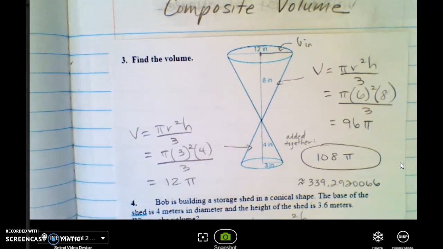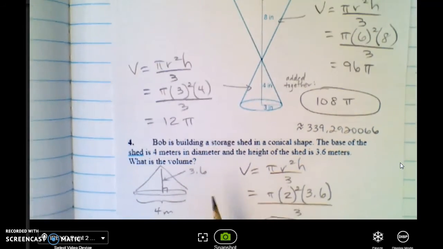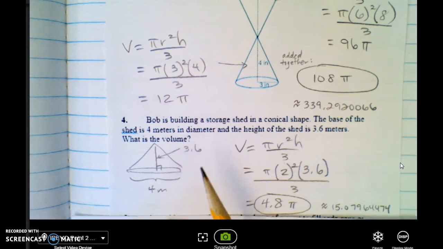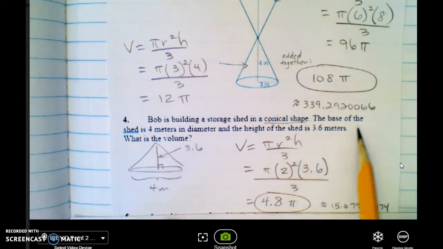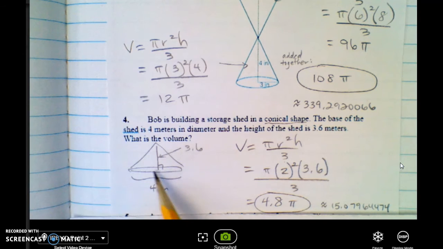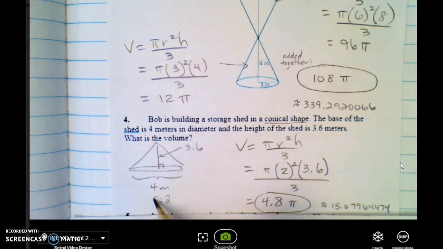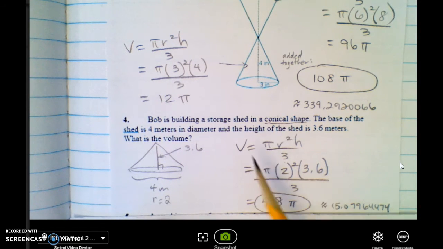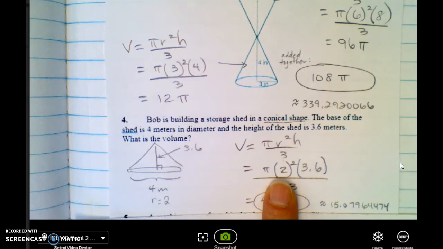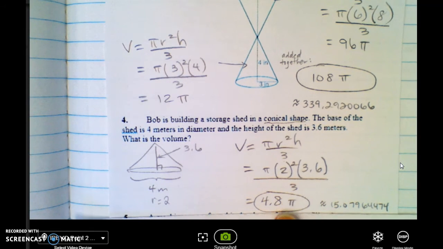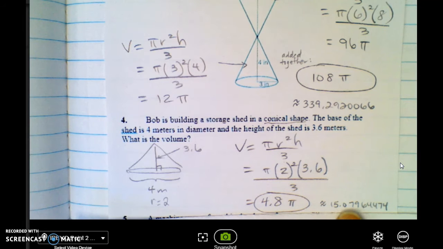Question number 4 doesn't really end up being a composite shape, so I'm honestly not sure why it's included in this set, but you do get a chance to draw yourself the shape of a cone. We see that the base is 4 meters in diameter, so again, all the way across, if we know that's 4 meters, we know that our radius is only going to be 2, so we need to use 2 in our formula. You are given the height of the shed, which is 3.6, so we will use 3.6 in our formula. And when multiplying your 2 squared times 3.6, we would have to divide by 3, and we get 4.8 pi, which is approximately 15.